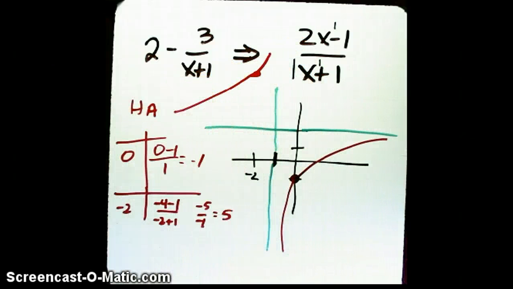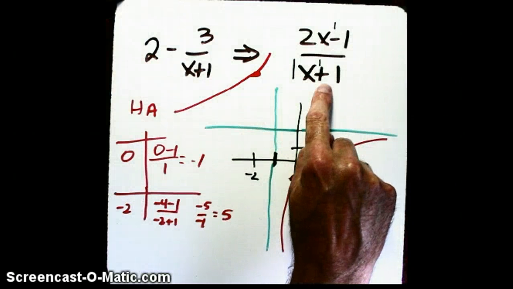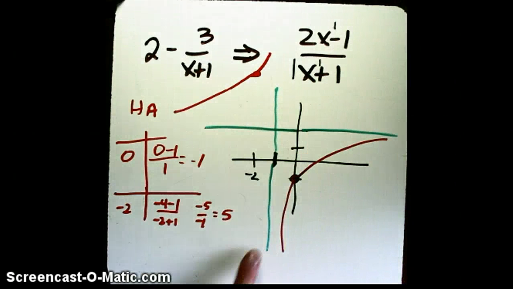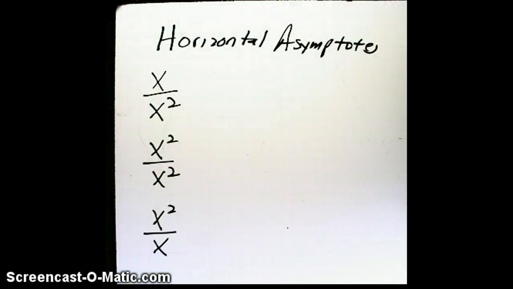It can't cross the green line there. Now you could graph that function on your calculator, and it should match this particular picture. Okay, I need to give you the gist of horizontal asymptotes and rational functions.